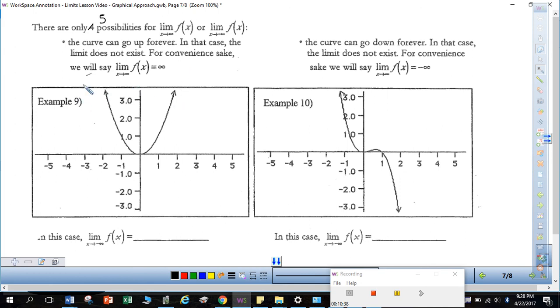Let's look at the picture in example 9. It says that the curve can go up forever. In that case, the limit does not exist. For convenience sake, we will say that the limit as x approaches infinity is equal to infinity.